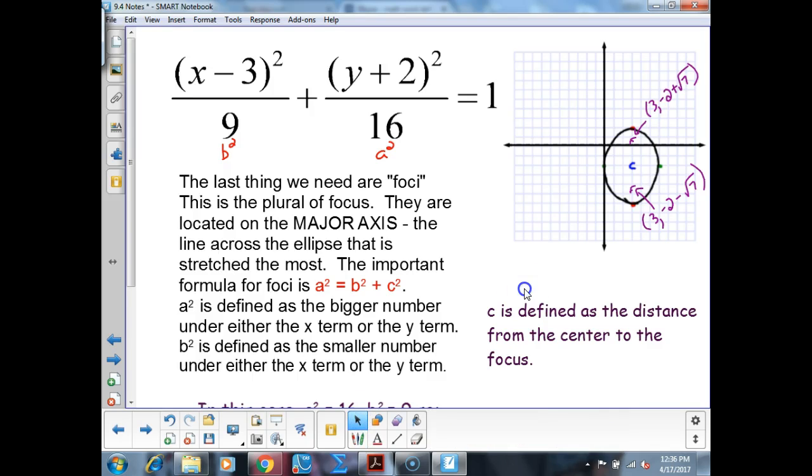Any questions on ellipses? Pretty straightforward. Like a circle, but not. But stretched out.